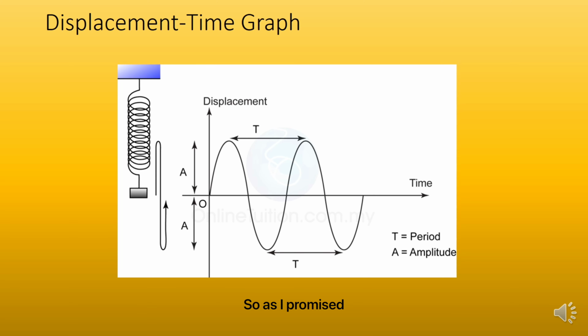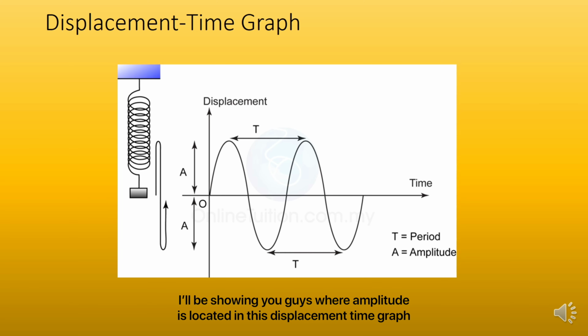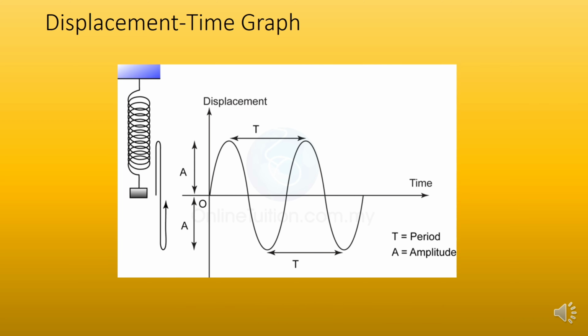So as I promised you guys, I'll be showing you where amplitude is located in a displacement-time graph. So we can look here. Here is the amplitude, from y equals 0 up to here, the maximum displacement. And here, from peak to peak is the period of this oscillation.